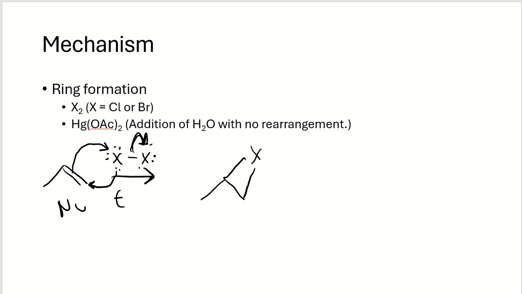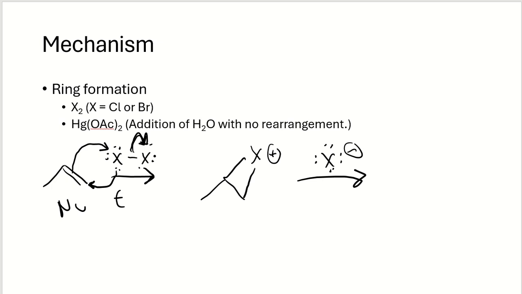We are losing electrons over here because X is leaving as X minus. So that means this X is going to be positively charged. Notice that the positive charge is not on a carbon. It's not a carbocation. So no rearrangement will happen here. You do not have to worry about the possibility of rearrangement.